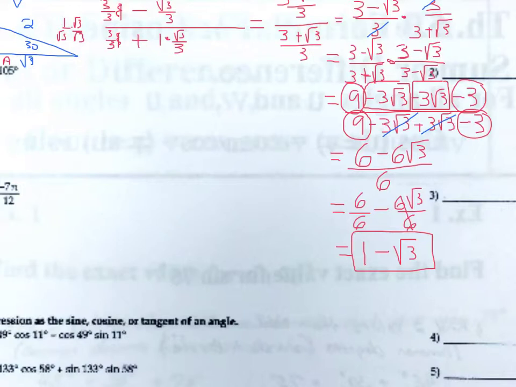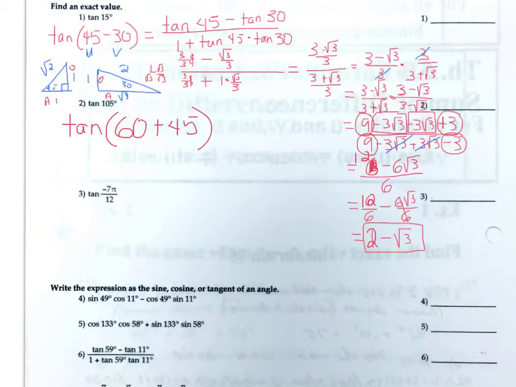Now let's check that with the calculator. So the mistake was a negative and a negative. That was supposed to be a positive, and just because of that sign, everything was wrong. So be careful, okay? So now on number 2, tangent of 105 is the same thing as tangent of 60 plus 45.